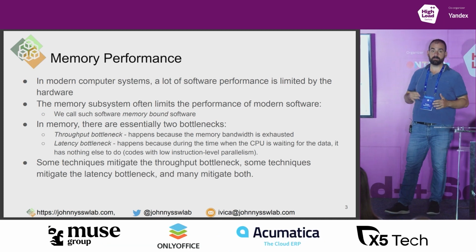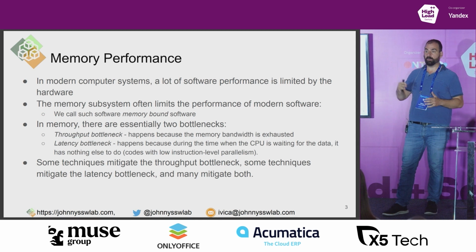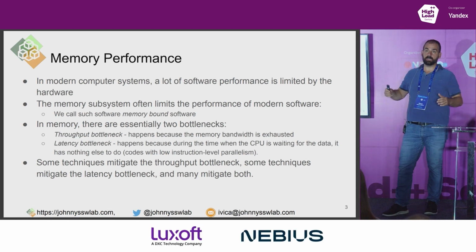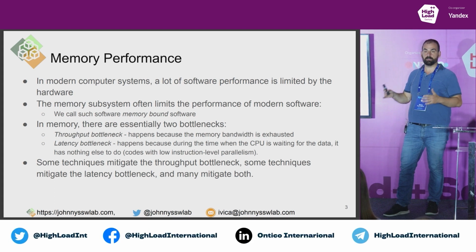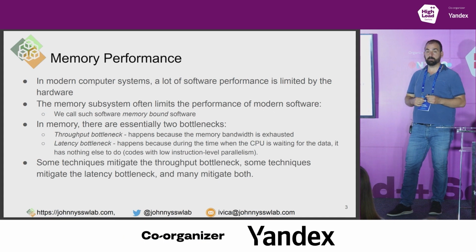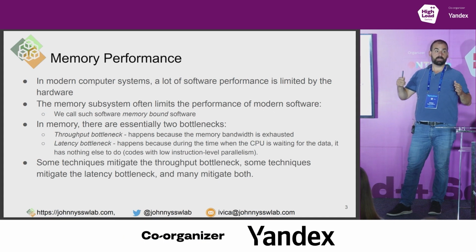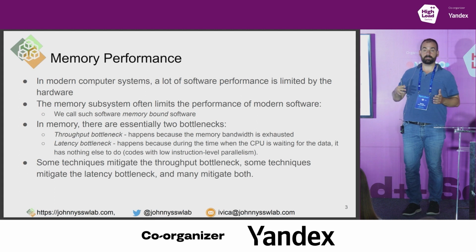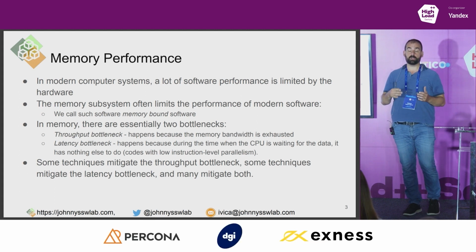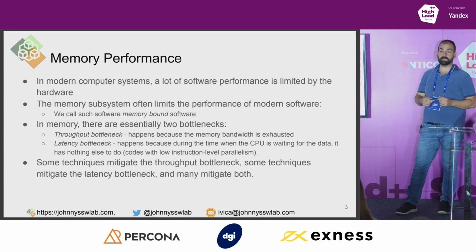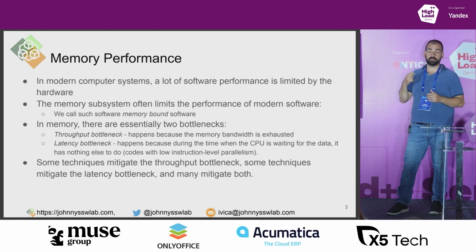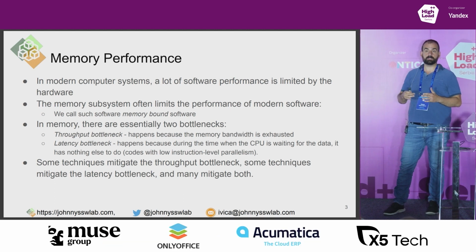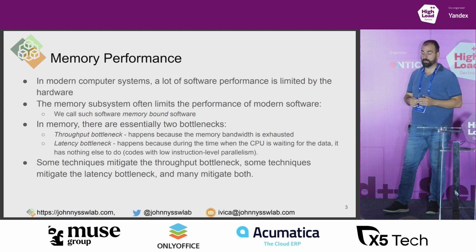Now, you know that in modern software, memory performance is one of the biggest problems because memory is simply much slower than the CPU, and this creates constant problems. We call software that is limited by the amount of data it can get from the memory subsystem memory bound, and essentially in memory bound software there are two types of bottlenecks.